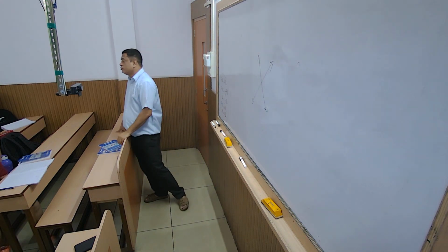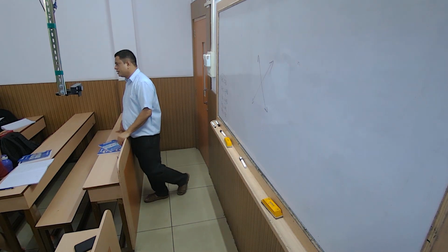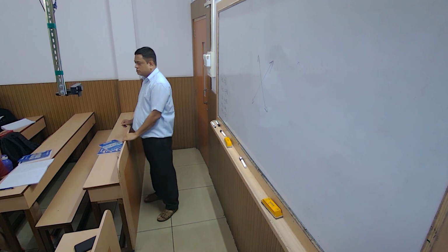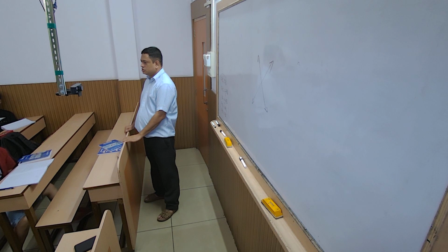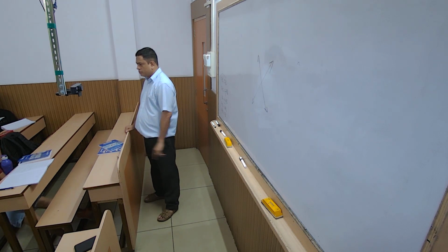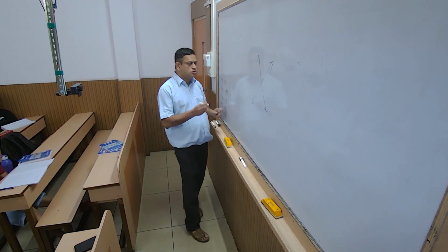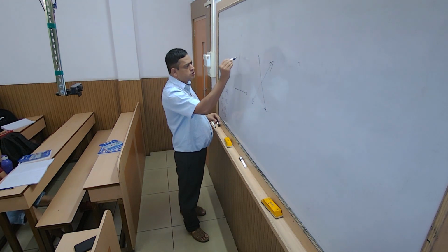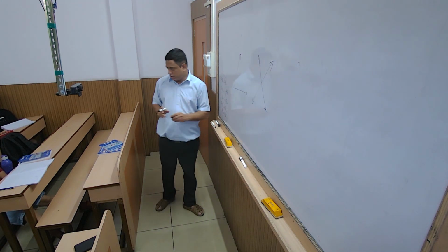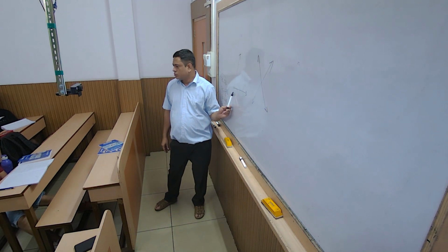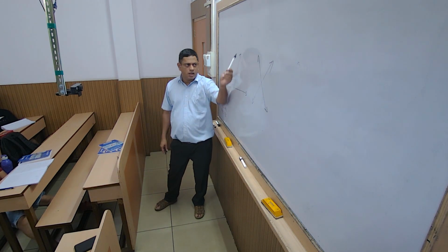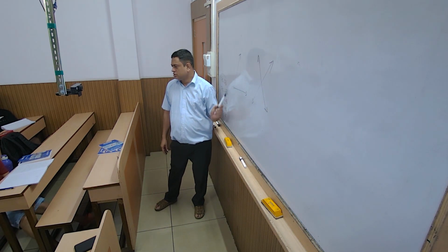Now we are going to the next topic, called angles. Do you know angles? How is an angle formed? Two rays meet at a common point. When two rays meet at a common point, it is called an angle. This common point is called the vertex, and these are called the arms.